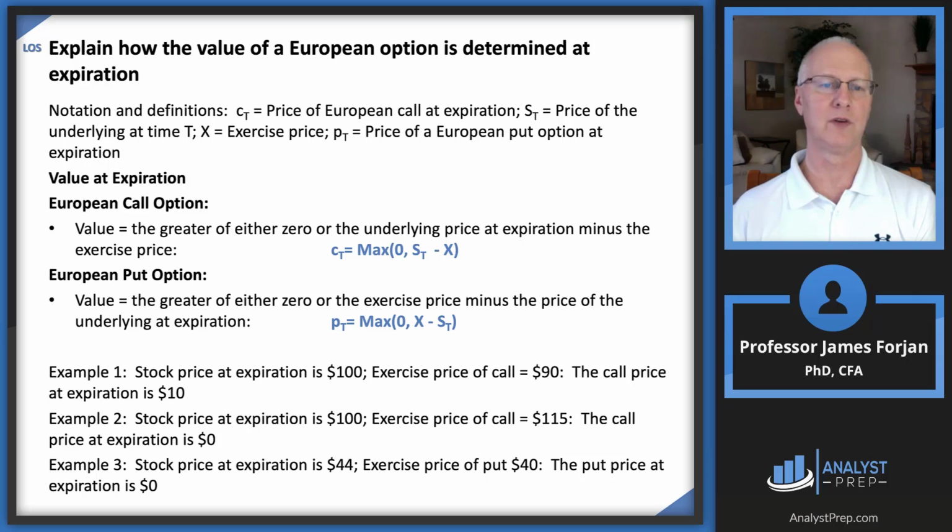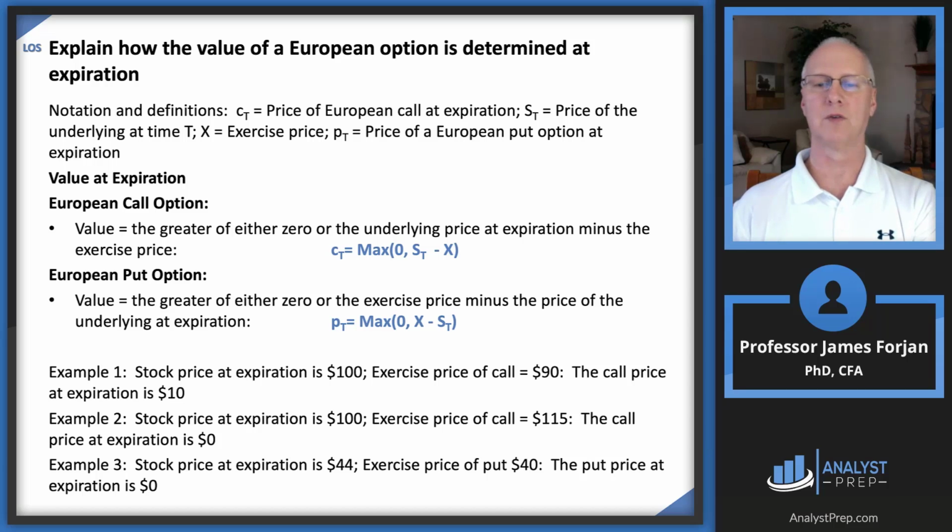And so the intrinsic value for a call option is the stock price minus the exercise price. And then the intrinsic value for a put option is the exercise price minus the stock price. So that should be pretty basic, but I have 3 examples here at the bottom of the slide. So let's suppose we have a stock price at expiration and an exercise price of a call option. So we have the right but not the obligation to buy at 90 when the stock price at expiration is 100. So what does that mean?